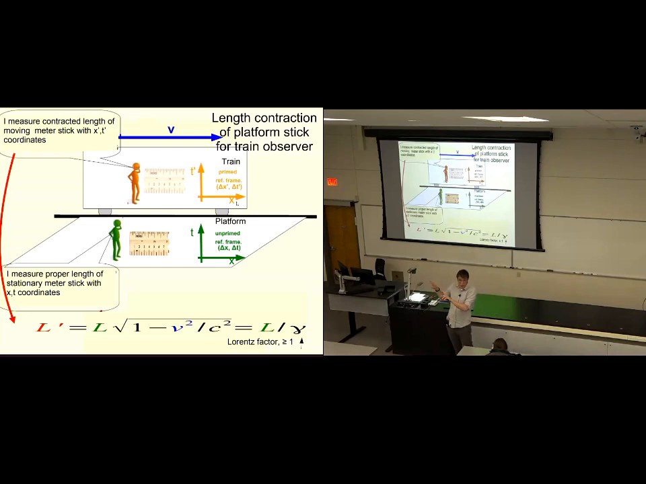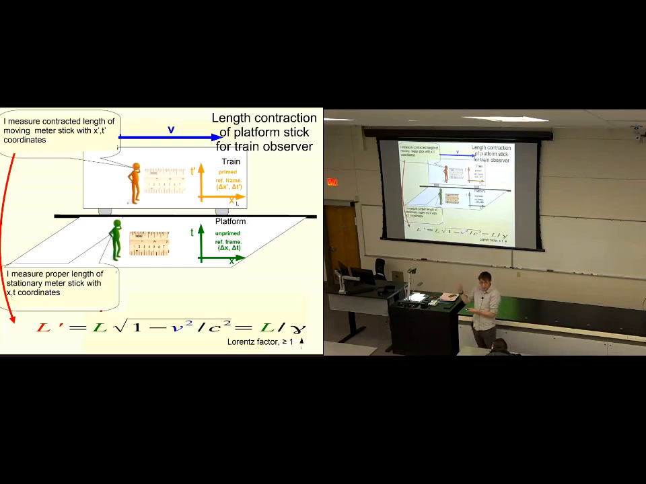Now I've replaced the station clocks and the train clock for measuring time intervals with a station meter stick and a train meter stick for measuring distances on the train and the station. So trains and platforms also carry meter sticks for measuring distances. There's a platform meter stick that's here, and there's a train meter stick here. We're going to focus in this slide on the platform meter stick, and in the next slide on the train meter stick. So if we focus on the platform meter stick, the platform observer sees that meter stick as stationary.